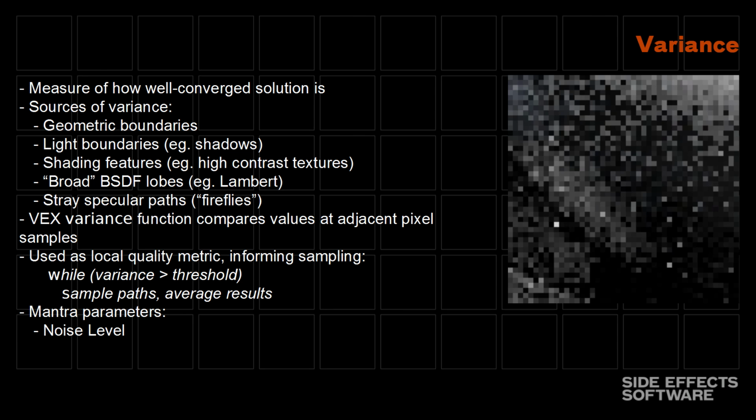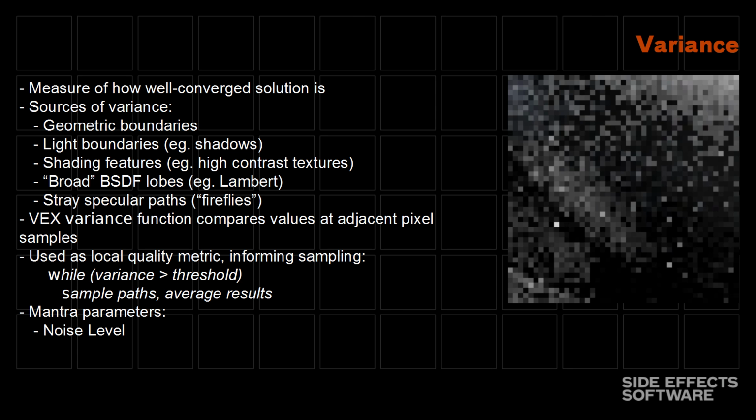So variance has a counterpart VEX function titled variance, which computes values at adjacent pixel samples. And so as we're doing our path tracing, because we're dealing with a global shader, in that sense, a fog context, the root path looks at the current estimate of the illumination coming through that pixel, and it can look at the adjacent values in adjacent pixel samples. So what we can do is look at that neighborhood within the pixel space and say, what sort of variance are we seeing? Are there spikes in terms of illumination? Do we need to do more sampling there to reduce that variance? And so we use it as a local quality metric, and it informs the sampling of our paths.